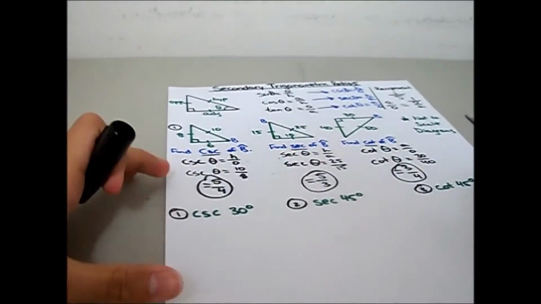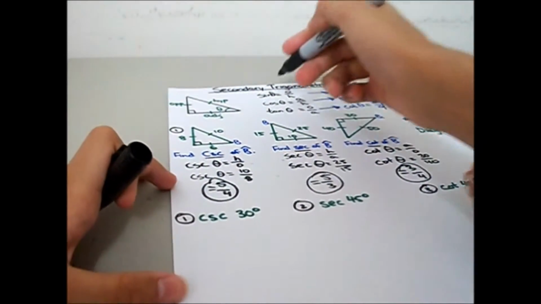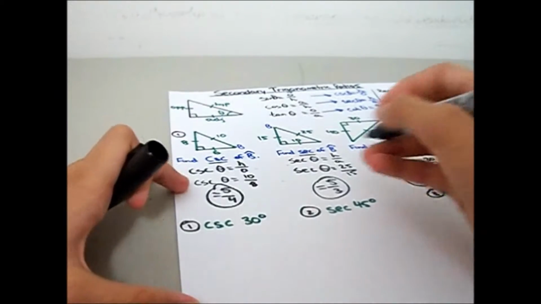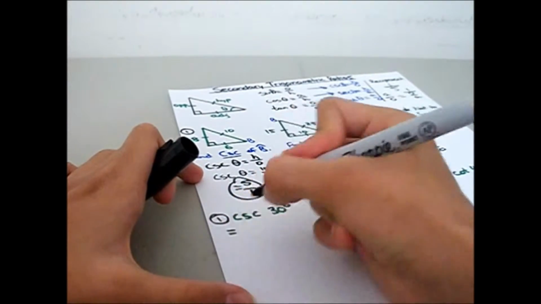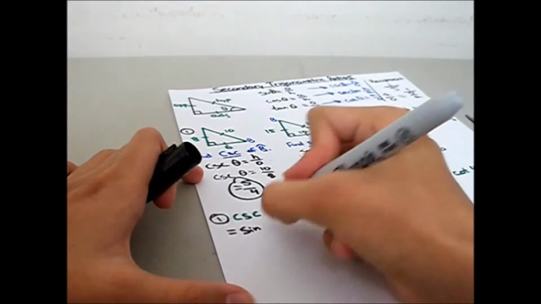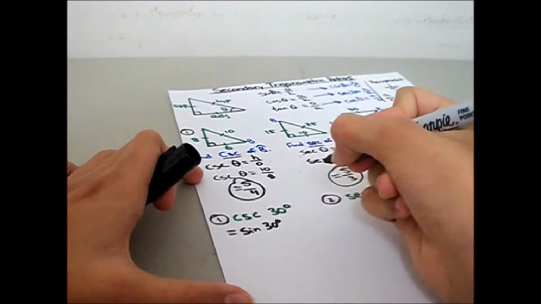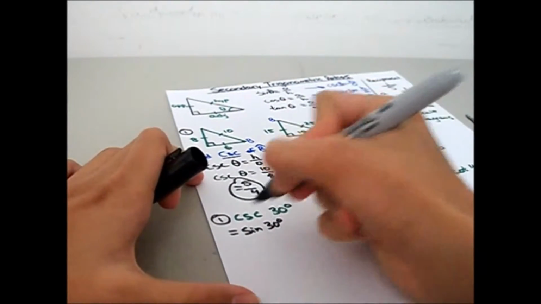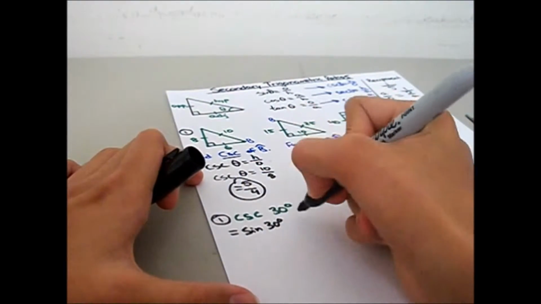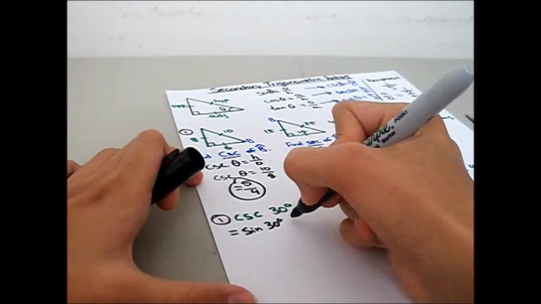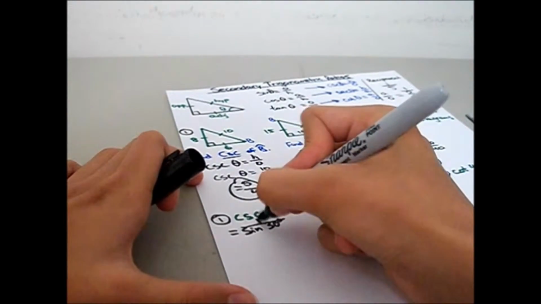The first thing I want to do is to write it into its inverse primary ratio form. So I'm going to write it as sine of 30, and then I'm going to put a 1 above it to change it to its reciprocal. So let me just do that real quick with my calculator.